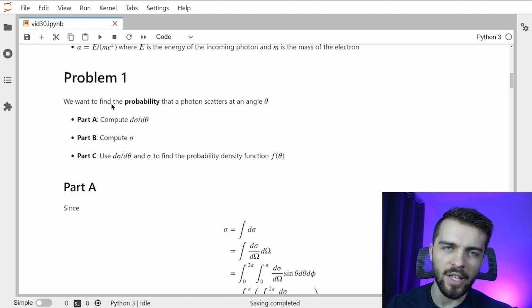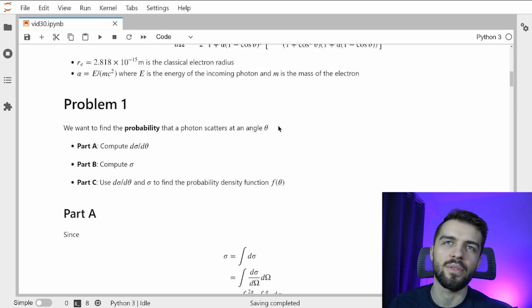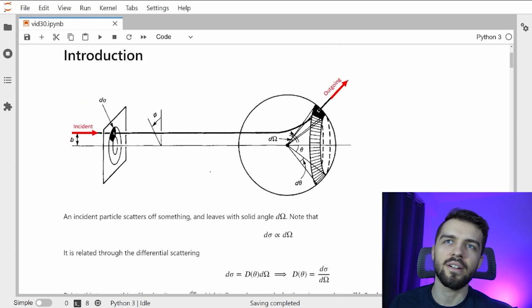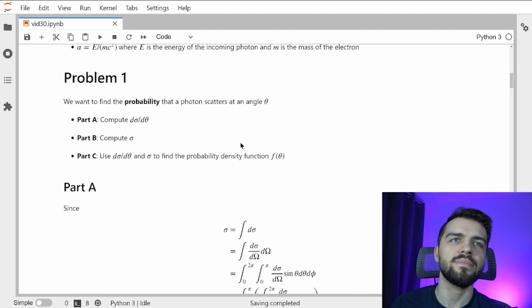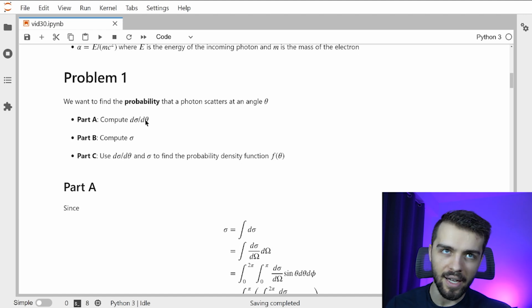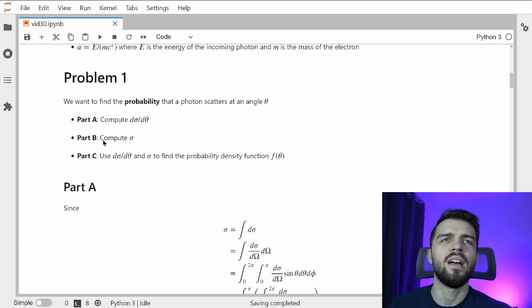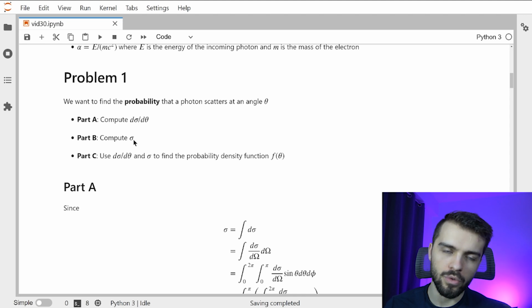For our first problem, we want to find the probability that a photon scatters at angle theta, right? And of course, it's going to be infinitesimally small. So what we really want is a probability density function in theta. So you give me an angle theta, scattering here, and I want the probability density function of that. And if I integrate over all theta on the sphere, it should be equal to 1. So then I get the sort of relative probabilities of things scattering at different angles. So for that, we're going to compute dσ/dθ. We need that first. Right now we have dσ/dΩ. We need dσ/dθ though. Then we're going to find sigma, which is the total cross-section, and we're going to use that to find the probability density function, because you need to normalize by sigma.